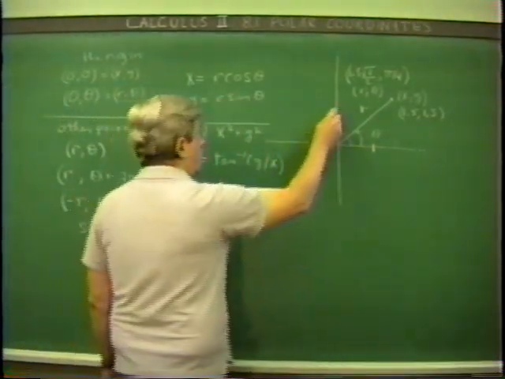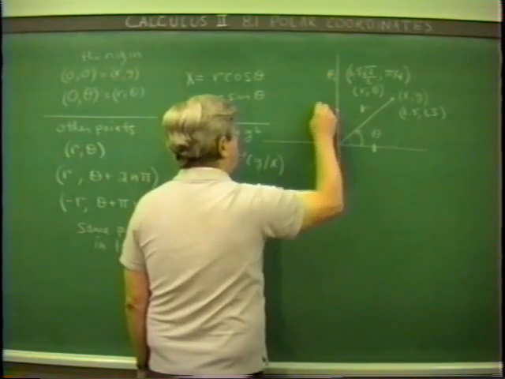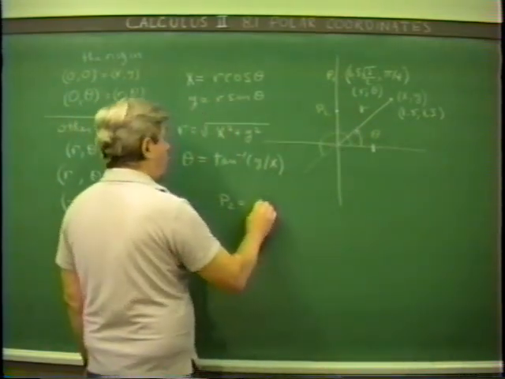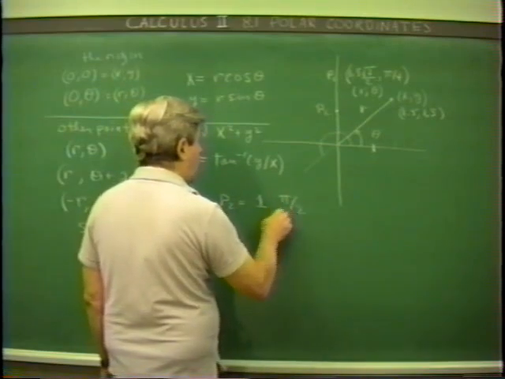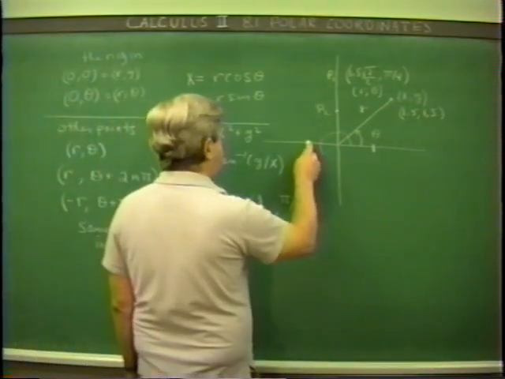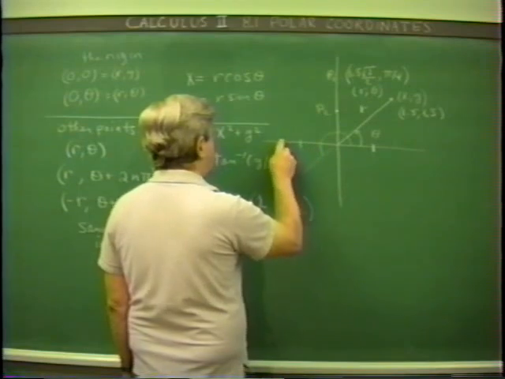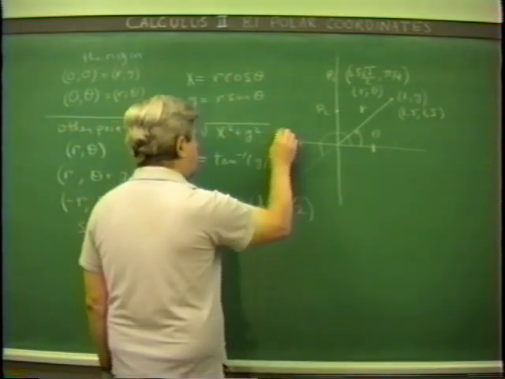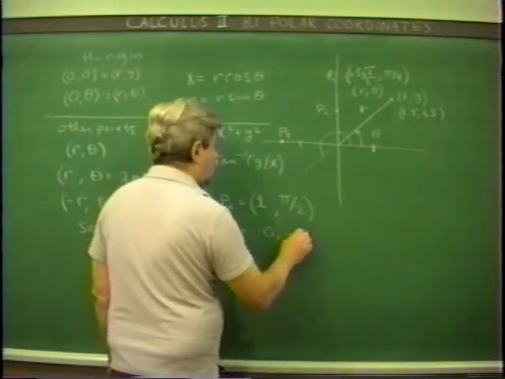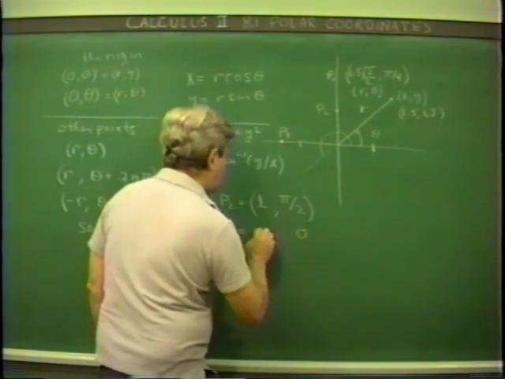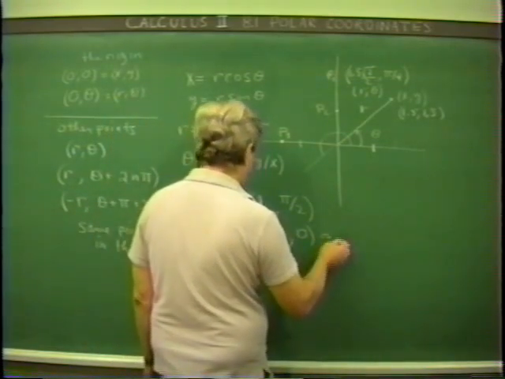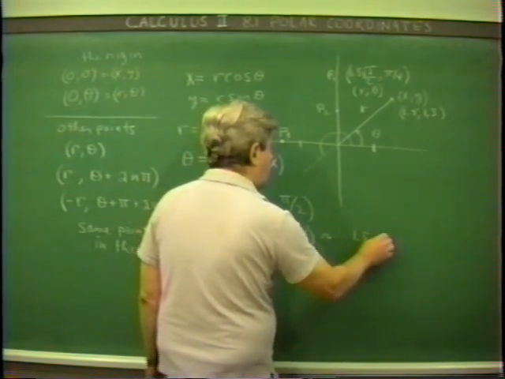This point right here, this is the first point. This point P2 here can perhaps be represented as, this is 1 unit, r is 1, and theta is pi over 2. The point over here, if r is 1.5, P3 could be represented as 0, minus 1.5 and 0. R is minus 1.5 and theta is 0, or 1.5 and pi.